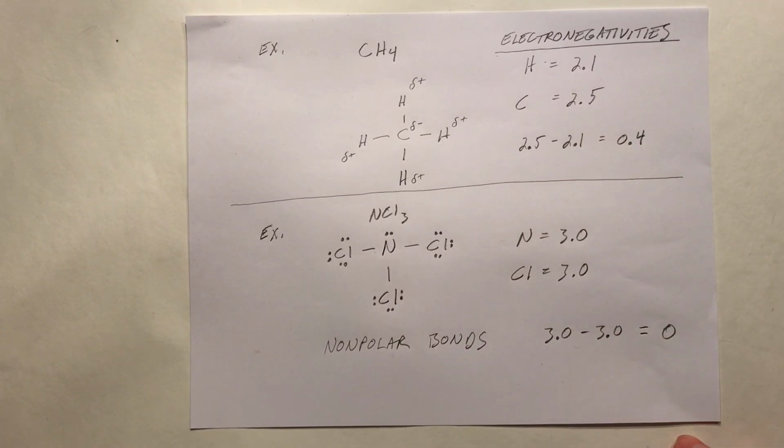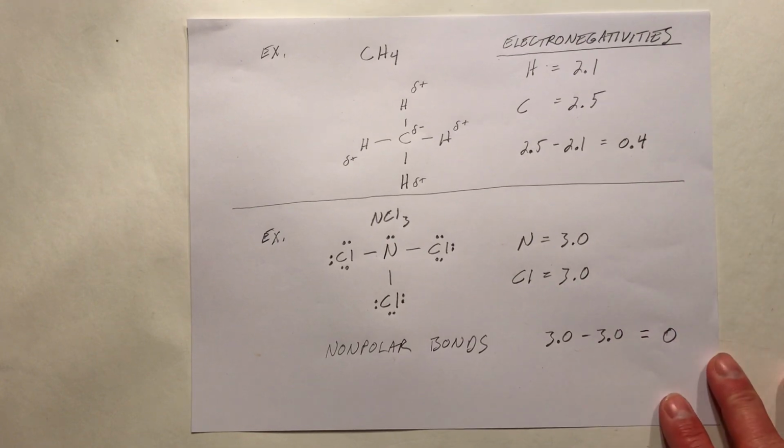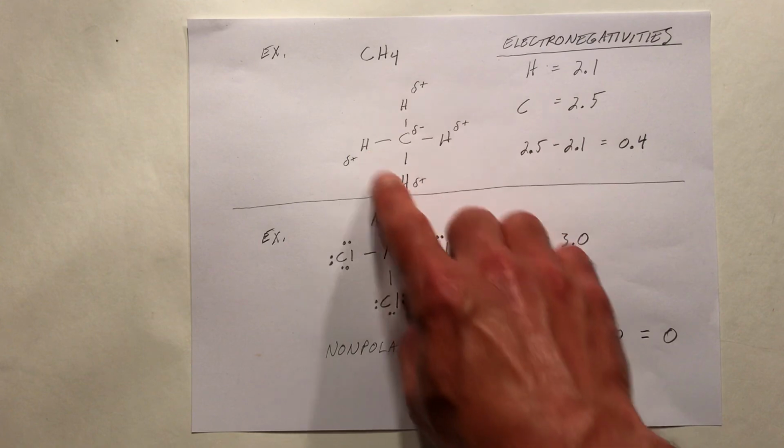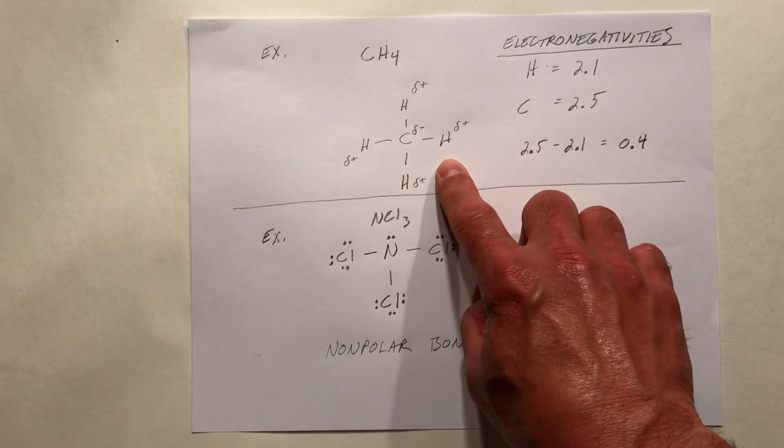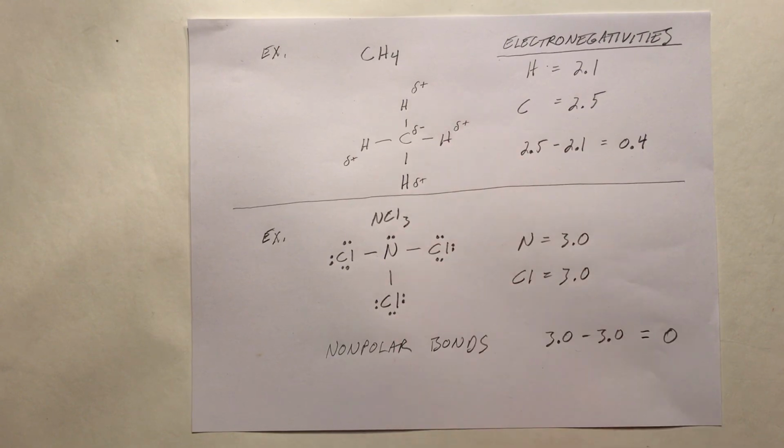Now that's greater than 0 and less than 1.67. That means that this is polar covalent bonding, and we need to assign delta plus and delta minus dipoles to the atoms in the molecule. So you have the structural formula here, the two-dimensional structural formula, also known as the Lewis structure.